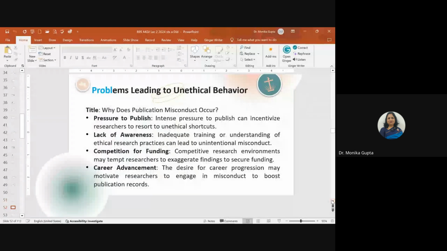So what are the problems leading to unethical behavior? This I think we have already discussed earlier, that there is a pressure to publish, there is lack of awareness sometimes, and there is a competition for funding, and most important, we are all doing this for career advancement. As ma'am has mentioned, the university closely monitors the performance. We all have three types of roles to play: academic, administrative, and research. So the university closely monitors our performance on these parameters for career advancement, and research is also one of the major aspects.